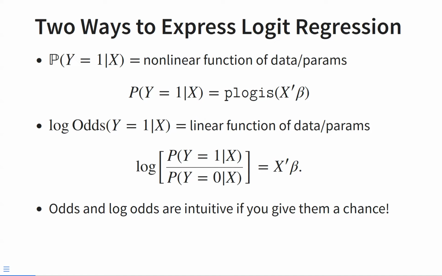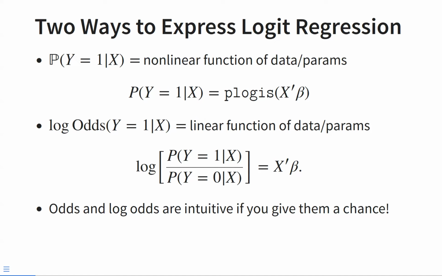That's one perfectly reasonable way to express this model, but another equivalent way to write the model is as follows. It is that the log of the odds that y equals 1 given x is a linear function of data and parameters. In other words, if we remember what odds are, the odds are the probability that the event occurs divided by the probability that it doesn't. So here, we're talking about the logarithm of the odds that y is 1. So the odds that y is 1 are the probability that y is 1 divided by the probability that y is 0. And again, everything here is conditioning on x.